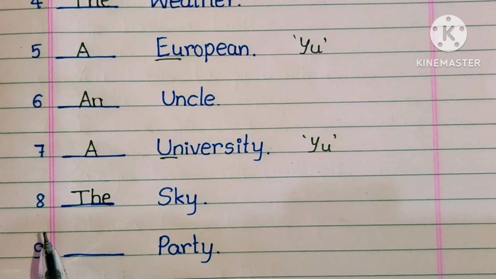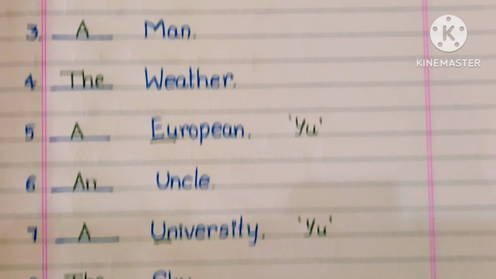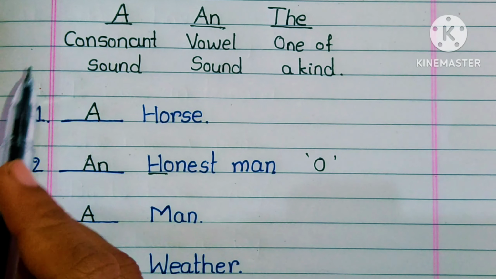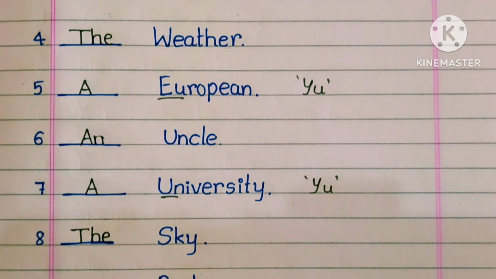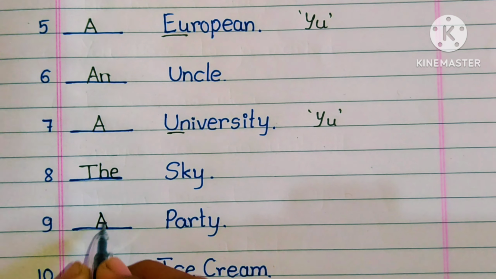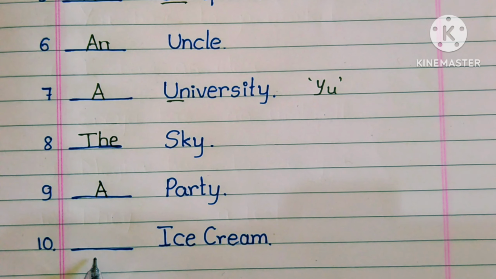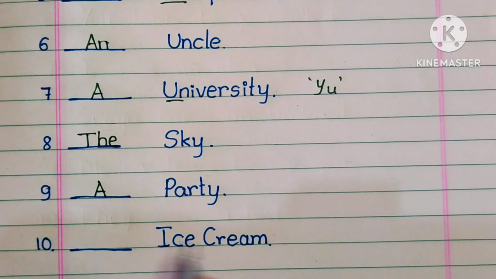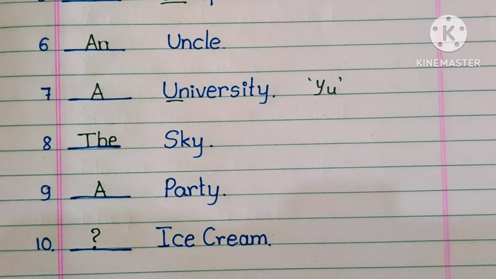Next example, ninth one, dash party. Here party, P gives a consonant sound. For a consonant sound, we have to use here a. Let's write, for a consonant sound, we have to use a. Then a party. Next, 10th one, dash ice cream. Here this one you have to do and answer in the comment box.